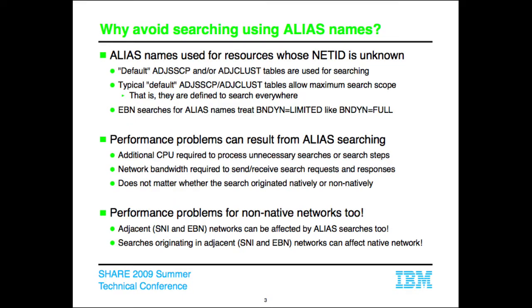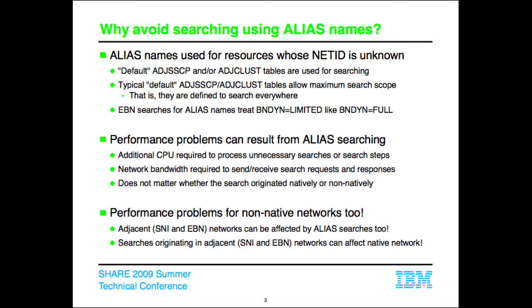So the first subject here is searching using an alias name. So why should we avoid searching using an alias name? The reason we should avoid searching using an alias name is because if you don't know what the net ID is of the target resource, then you pretty much have to search the entire world in order to find it, because you can't really control searching in just one direction. You're not exactly sure what direction you should be searching in.